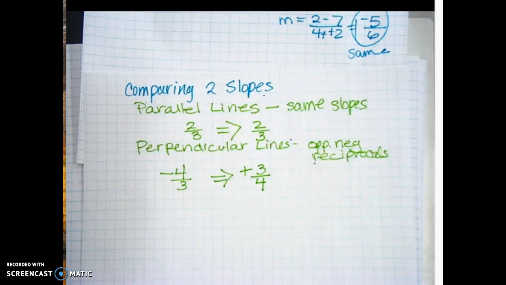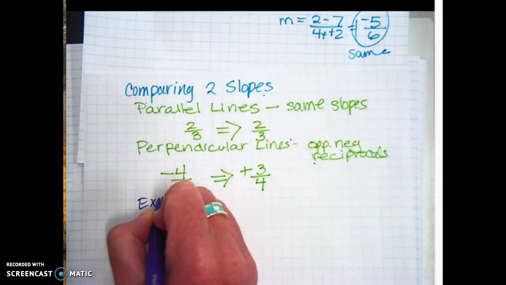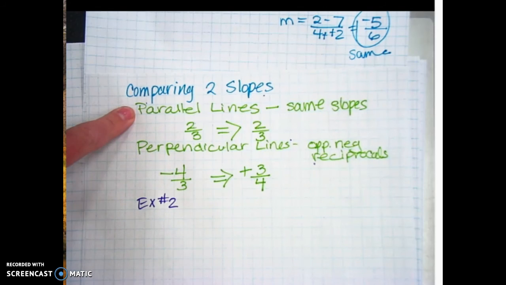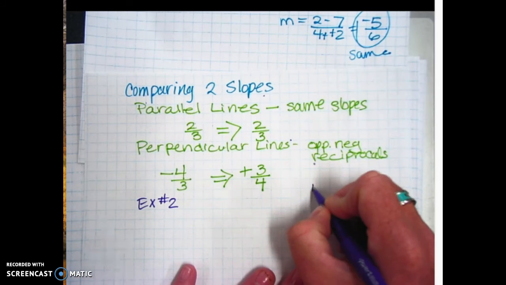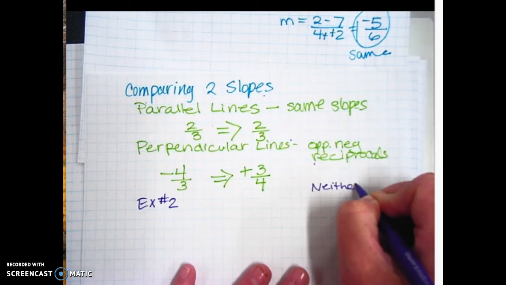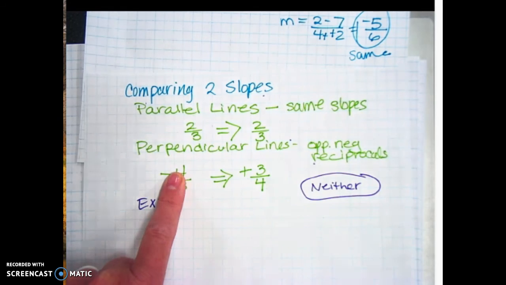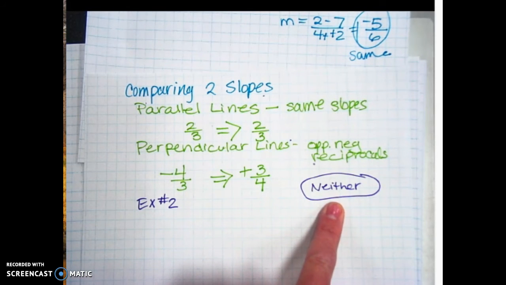All right, that leads us to example number 2. For example number 2, we're going to have 2 lines instead of 1. We're going to graph them, and we're going to see if they are parallel, perpendicular, or the third choice, neither parallel nor perpendicular. So you can have parallel, perpendicular, or neither.